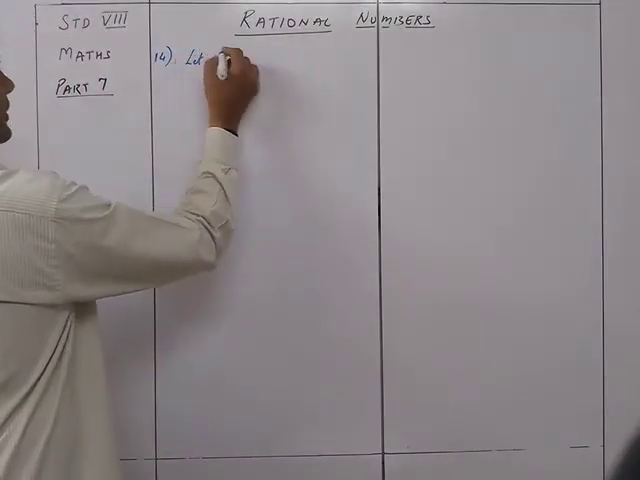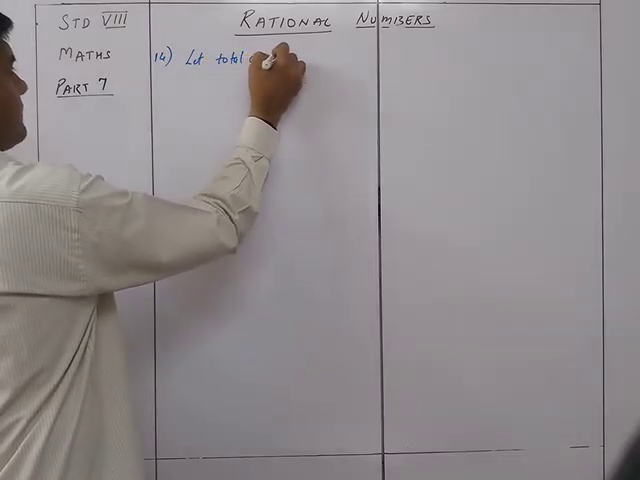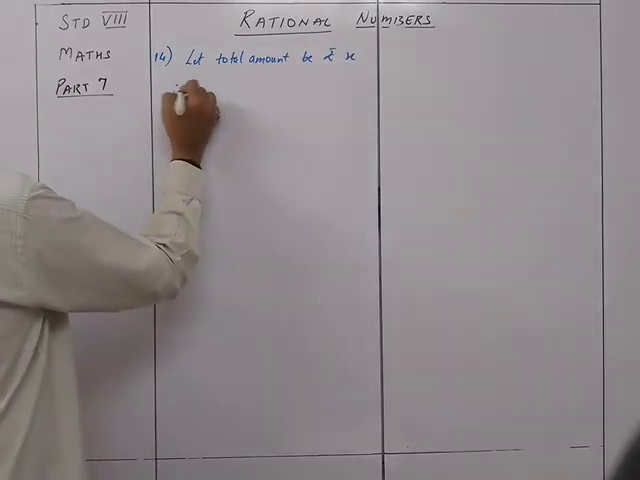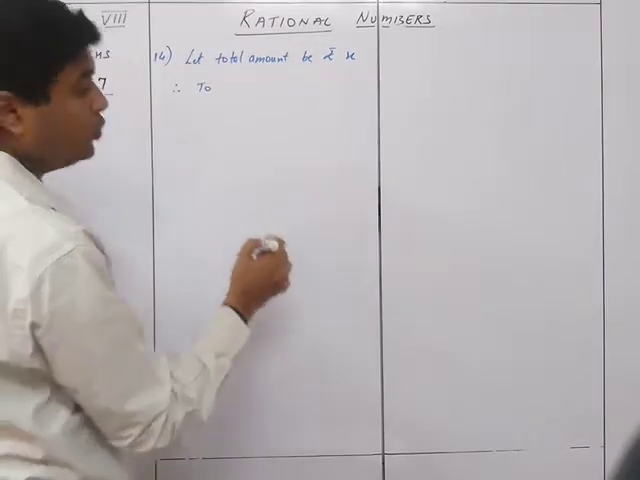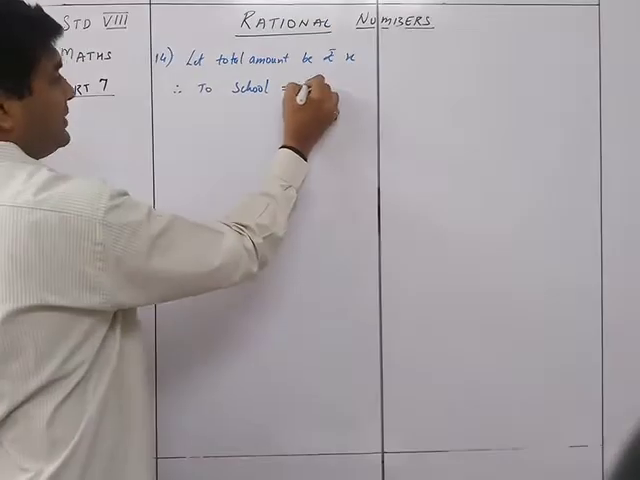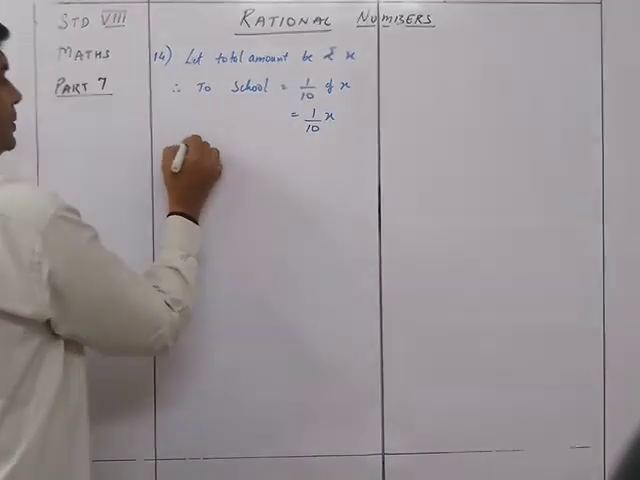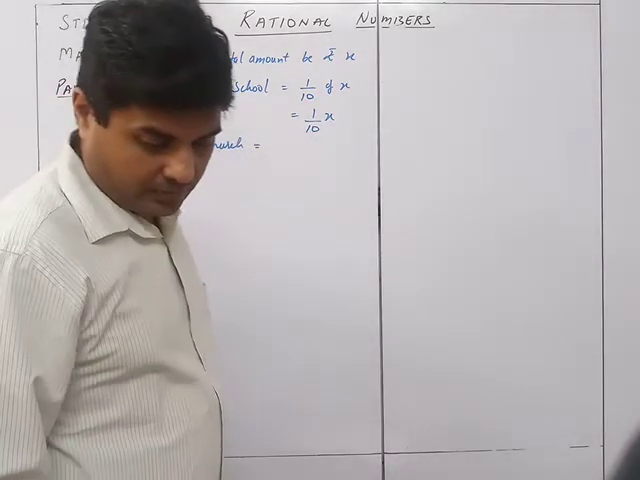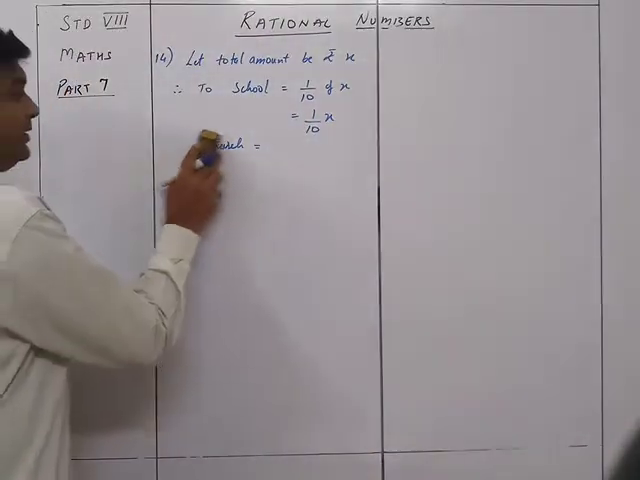Let the total amount be rupees X. Therefore, first is to church, to school. Okay, to school is equal to 1/10 of X, which is 1 upon 10 X. To church is equal to, okay, it's 1/6 of the remaining. So we'll have to find out the remaining first.